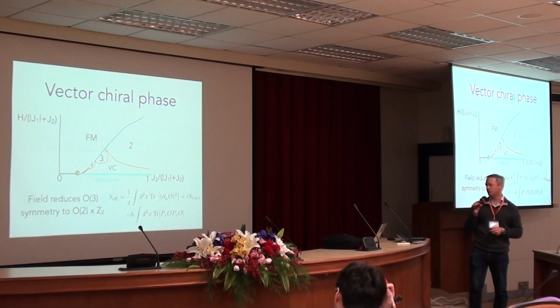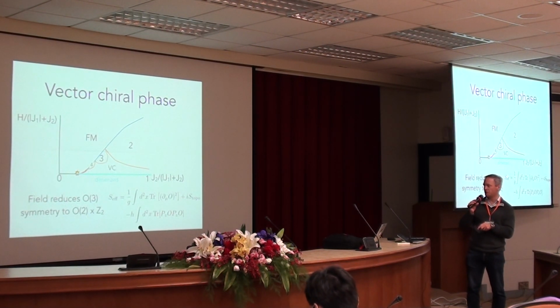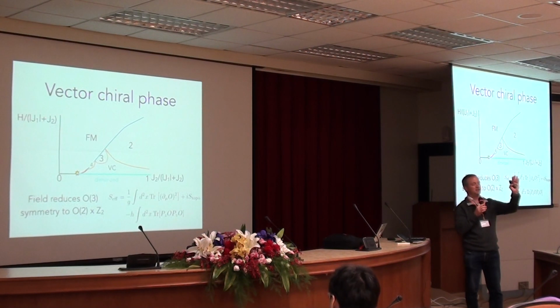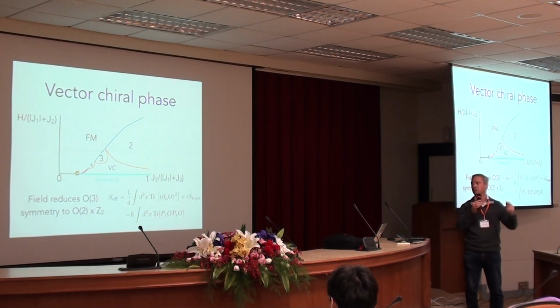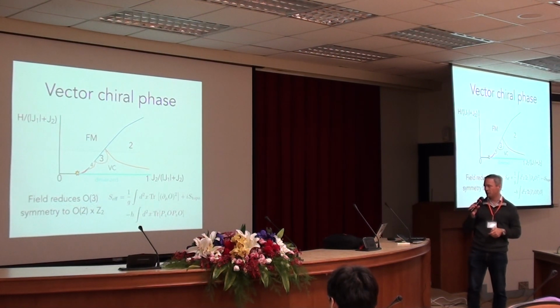If we turn on a non-zero field, we add basically a perturbation to the sigma model that likes the spins to spiral only within the xy plane, and they cant up. So then we've reduced basically SO3 to O2 cross Z2.